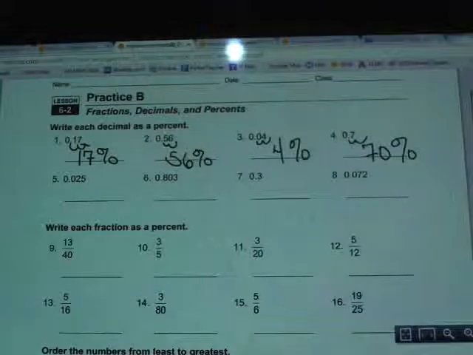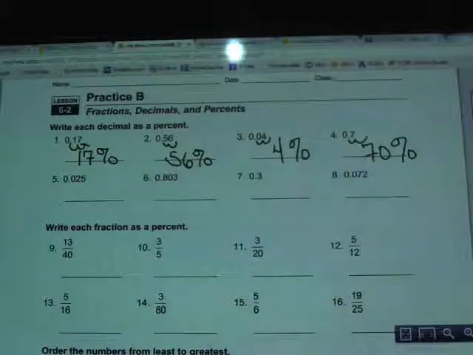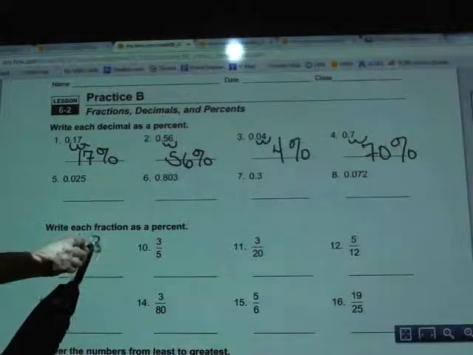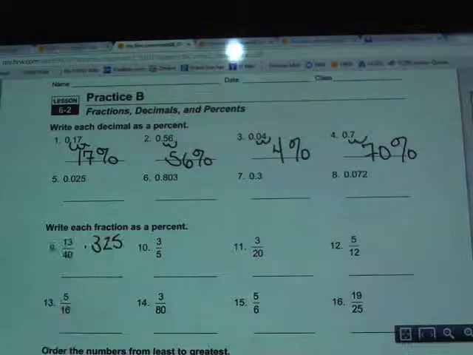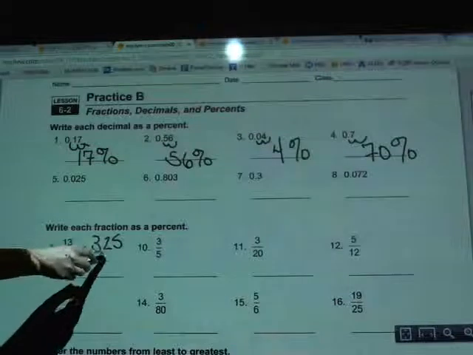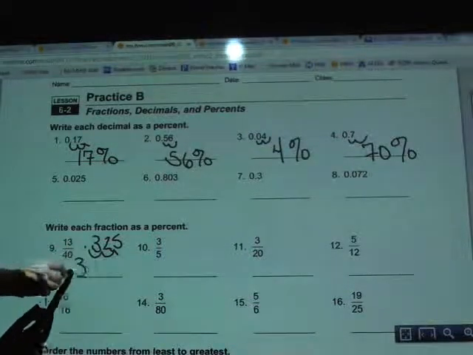Well, as you remember from 6.1, the first direction there to change a fraction into a percent was actually to change it into a decimal. So what you want to do with each one of these questions to start is go ahead and divide. You're going to divide the numerator by the denominator. So in number 9, you're going to do 13 divided by 40. 13 divided by 40 is 0.325. And now that you have it as a decimal, you're going to do exactly what we did in 1 through 4. You're going to move that decimal 2 times to the right and add a percent sign.